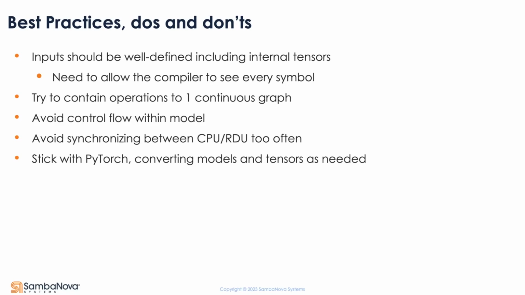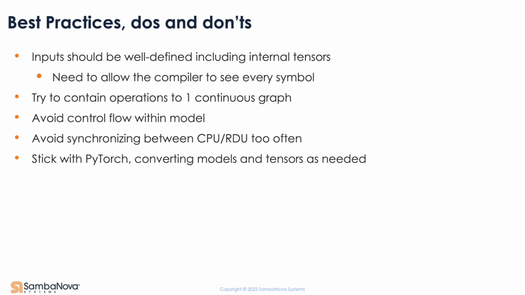And in the vein of keeping your graph continuous, try to limit your synchronization between CPU and RDU. There is, of course, an overhead. And for larger models with lots of operations, that could result in thousands to hundreds of thousands of calls between RDU and CPU, and that will just completely destroy your performance.